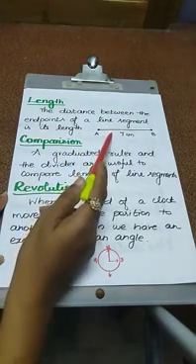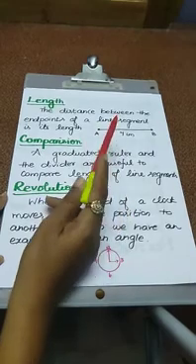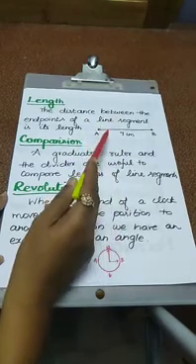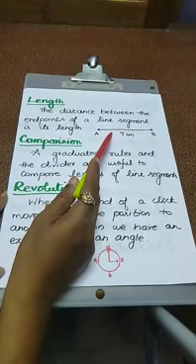Suppose we want to complete one square now. First we need the AB value, BC value, CD value, DA value. Only then can we complete the diagram. So, length is very important.